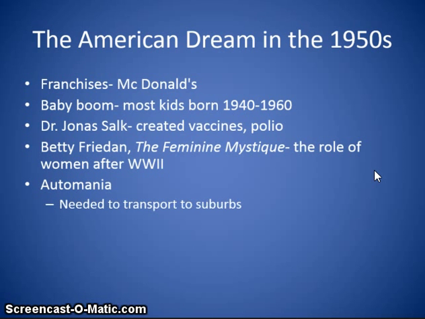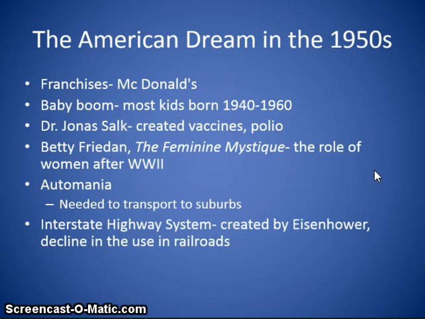Automania was needed to transport people to the suburbs, right? So cars become a big deal again. We're seeing the same effect that we saw after World War I, into the 1920s. So you're going to have this huge economic growth in the 1950s. And you have the creation of the interstate highway system. It was created by Eisenhower, and because of that, now you have the decline in the use of railroads. In Europe, Eisenhower was exposed to the highway systems, and he wanted to bring that idea to the United States, which he did.